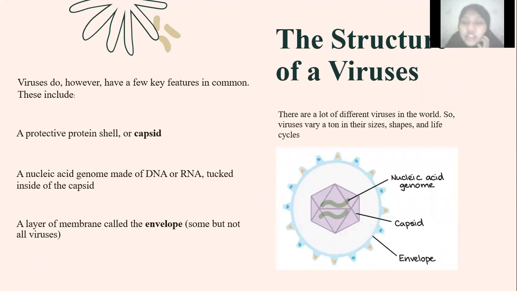The next is the structure of viruses. There are a lot of different viruses in the world, so viruses vary in their size, shapes, and life cycle. Viruses do, however, have a few key features in common. These include a protective protein shell or capsid, a nucleic acid genome made of DNA or RNA tucked inside of the capsid, and a layer of membrane called the envelope, which some, but not all, viruses have. Let's take a closer look at these features. This is the nucleic acid genome. This is the capsid, and this is the envelope.